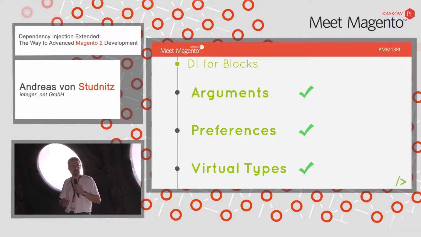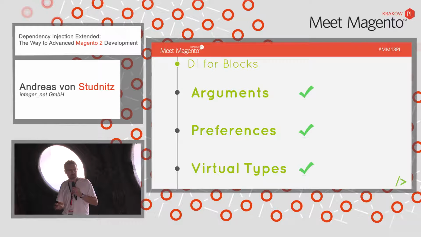So, dependency injection for blocks. We have seen you can use arguments, string arguments, or object arguments, and of course Boolean arguments, number arguments, and so on, constants. We can use preferences for blocks, so we can change which block is being instantiated by creating a preference. And we can even use virtual types for blocks, which can be confusing, but it's possible. And if you have 2 blocks which are quite similar and you want to just change the configuration and you don't want to use arguments, you can use the virtual types for that.